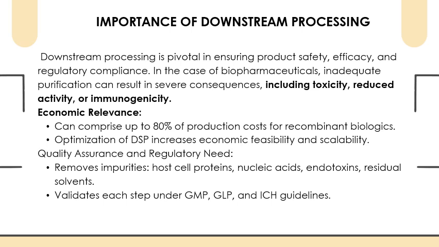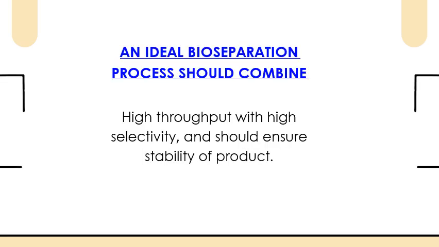Take for example the GMP, GLP, and also the ICH guidelines. We also have to make sure that we remove impurities like host cell proteins, DNA or nucleic acids, endotoxins, and residual solvents. So the ideal bioseparation process should combine high throughput with high selectivity and should ensure the stability of the product.